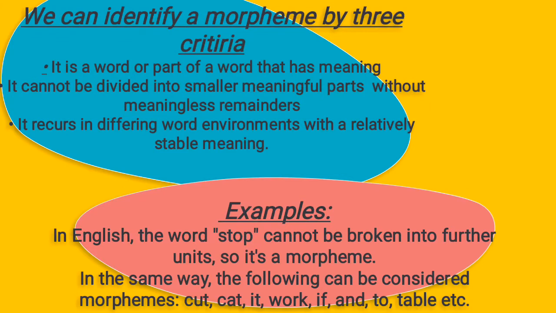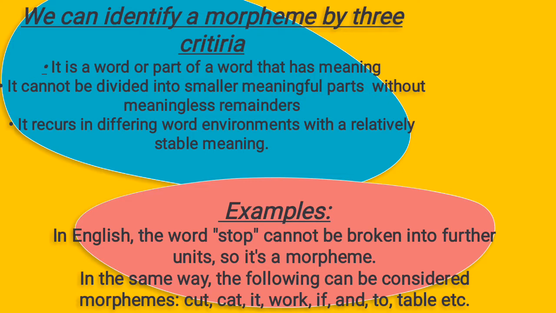And we can identify a morpheme by 3 criteria. 1 is a word or part of a word that has meaning. It can never be divided into smaller meaningful parts without meaningless remainders. It recurs in different word environments with a relatively stable meaning, and such an example in English is stop, of which stop cannot be broken into further units, so it is a morpheme.